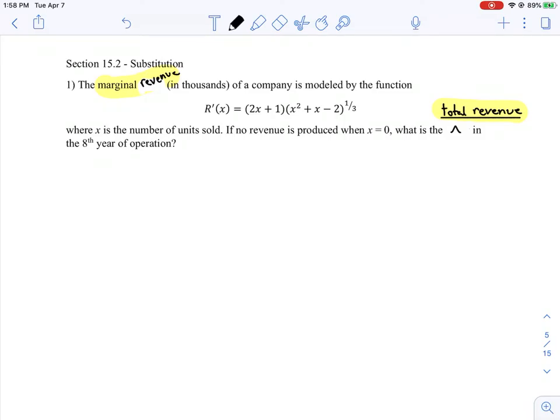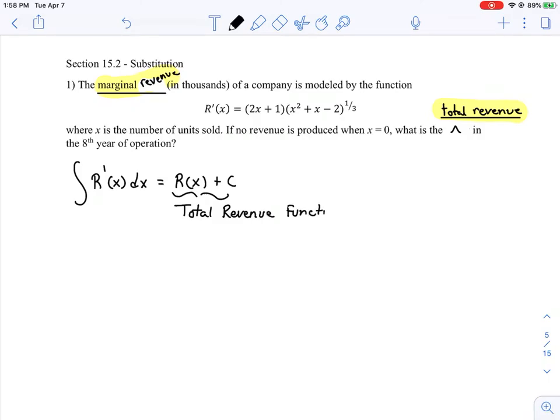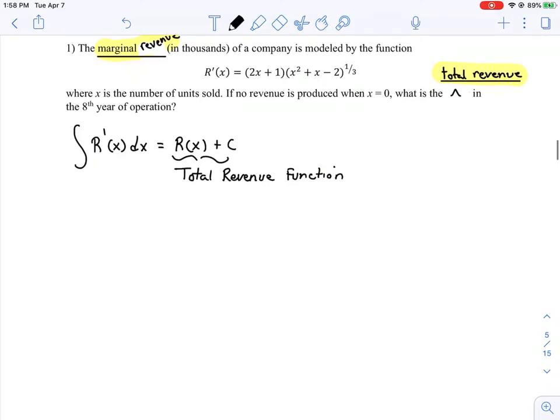All right, so the problem is asking to find the total revenue. However, a marginal revenue function is given. And we know that the antiderivative of a marginal revenue function will equal a total revenue function. So we have to take the antiderivative of 2x plus 1 times x squared plus x minus 2 to the 1/3 power. And to do that, we're going to have to use U-substitution.